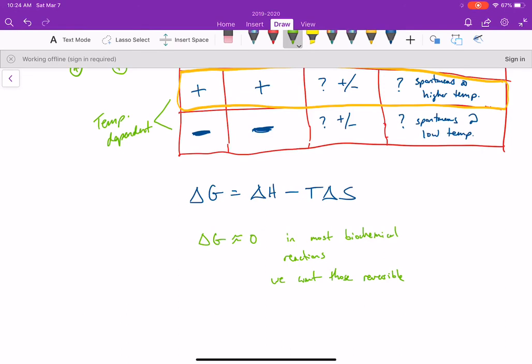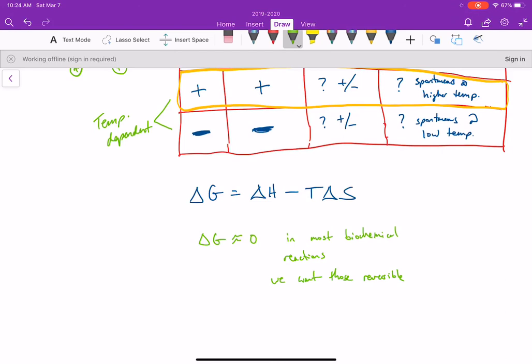Ones that are in your body that have to go both ways, that we want to be reversible, the delta G is going to be really, really close to 0. So if you actually look up the delta G value of a lot of the reactions in your body, the enzyme reactions and stuff like that, you're going to find that they're only like a couple kilojoules one way or the other. And that's because we want to be able to control that.